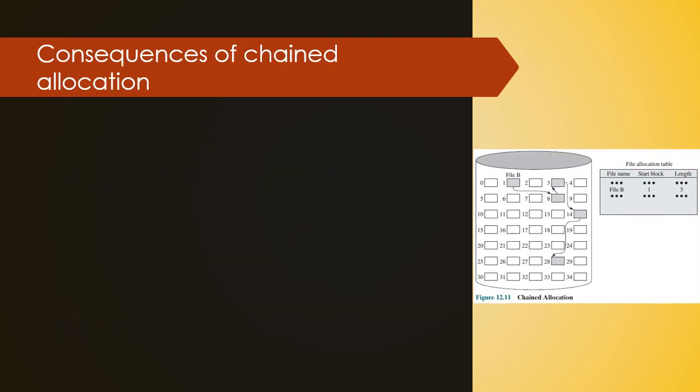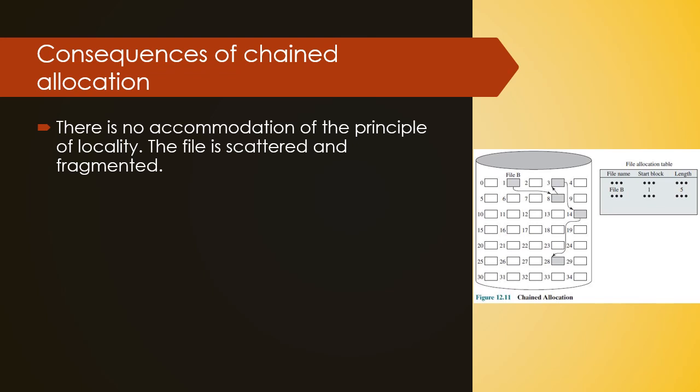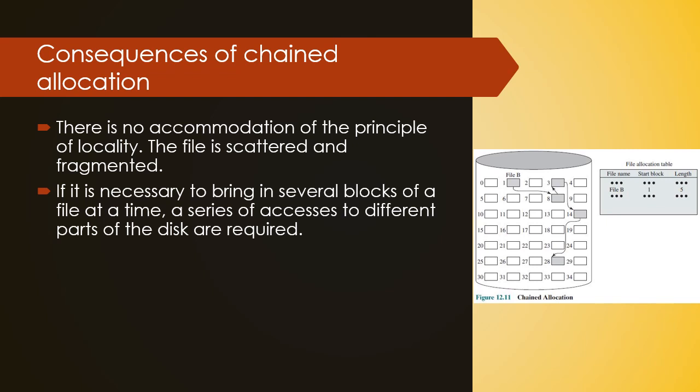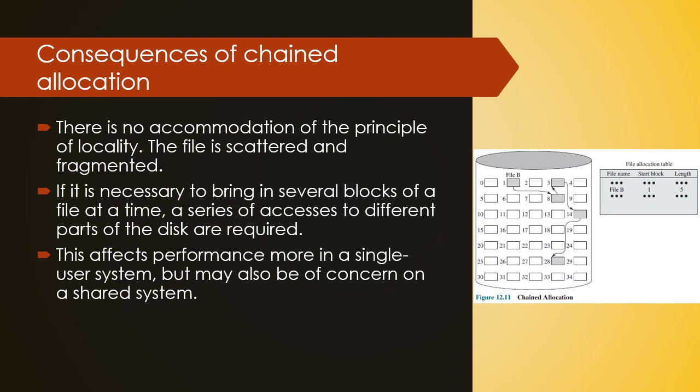Consequences of chained allocation. There is no accommodation of the principle of locality. The file is scattered and fragmented, as you can see from the picture. If it is necessary to bring in several blocks of a file at a time, a series of accesses to different parts of the disk are required. This affects performance more in a single user system, but may also be of concern on a shared system.